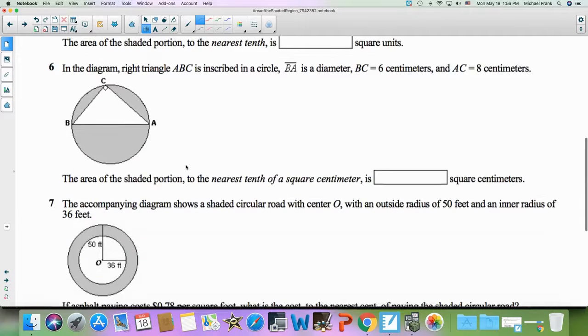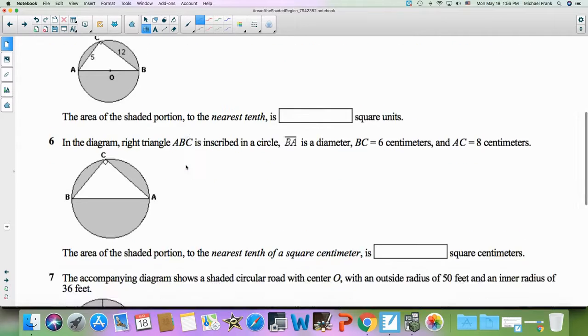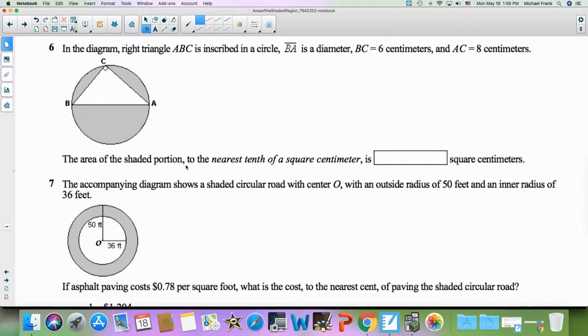Okay, now we got a couple problems that are similar, so I'm just going to choose one of these to do. Let's do number 6. So number 6, in the diagram, right triangle ABC is inscribed in the circle. BA is a diameter. Okay, great. That means it goes through some center of the circle over here. BC is 6, and AC is 8. Find the area of the shaded portion to the nearest tenth of a square centimeter, right? These are all centimeters, right?